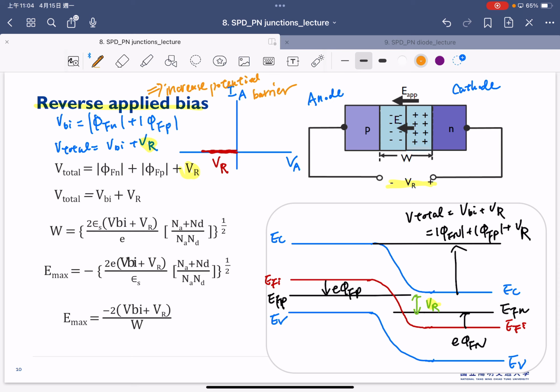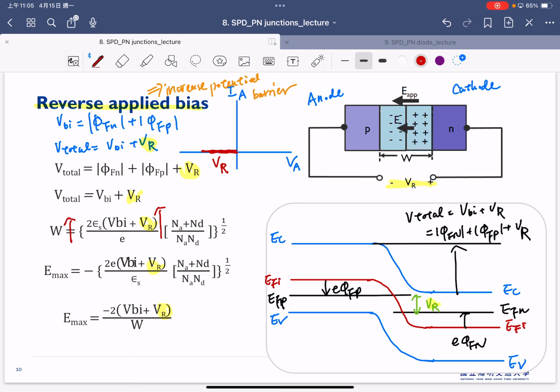Increase potential barrier, and then the rest of it is exactly the same, because right now the VBI is equal to the previous VBI, but now we just replace the voltage, not only the VBI, with additional VR here. So the depletion width equation is the same, the Emax is the same, but the only difference is the additional bias in the VR. And that means once we increase our reverse bias, our depletion width is increased.